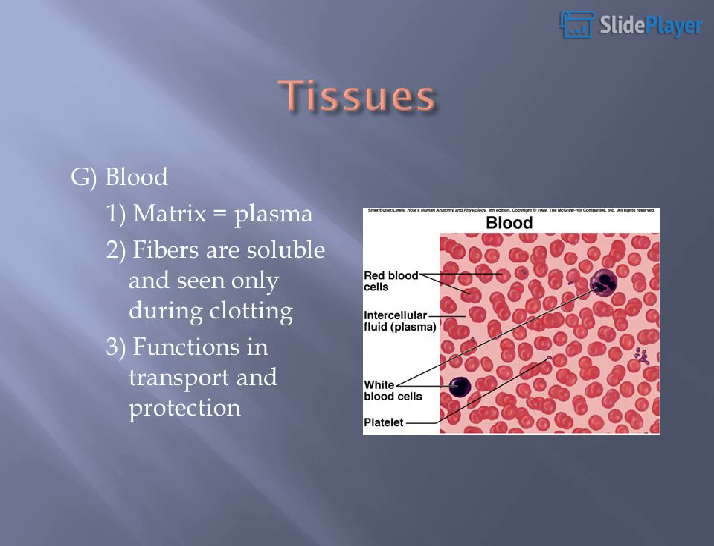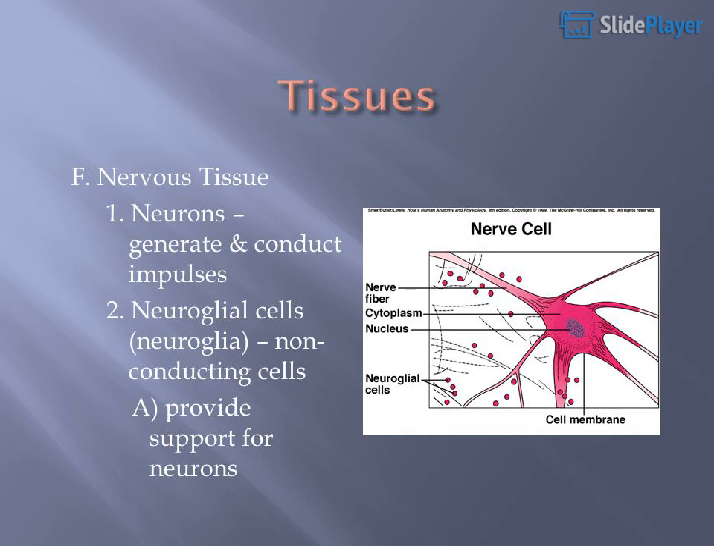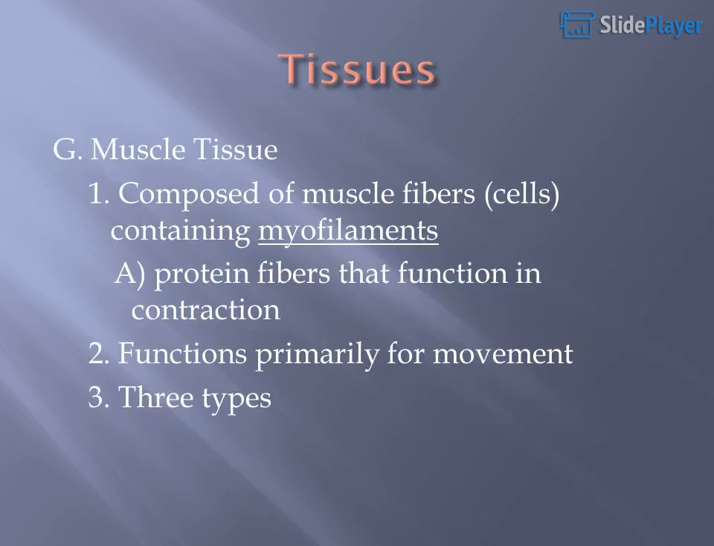G. Blood. 1. Matrix equals plasma. 2. Fibers are soluble and seen only during clotting. 3. Functions in transport and protection. F. Nervous tissue. 1. Neurons, generate and conduct impulses. 2. Neuroglial cells, neuroglia, non-conducting cells. A. Provide support for neurons.